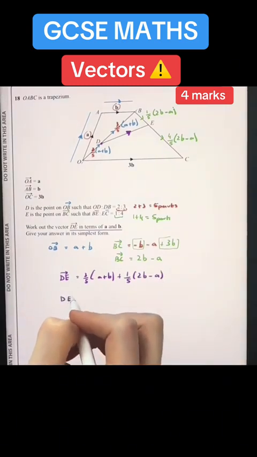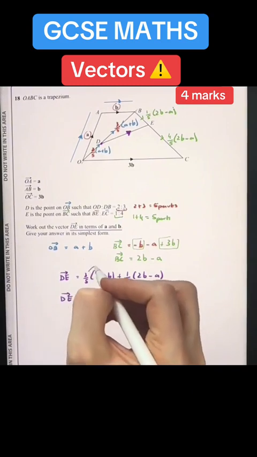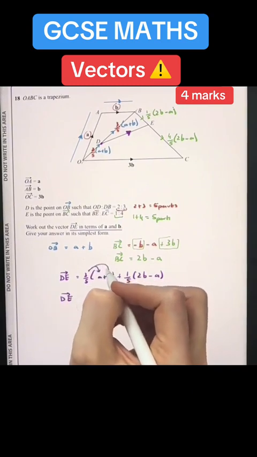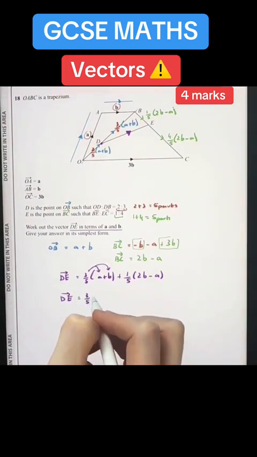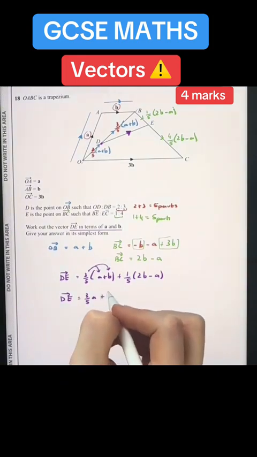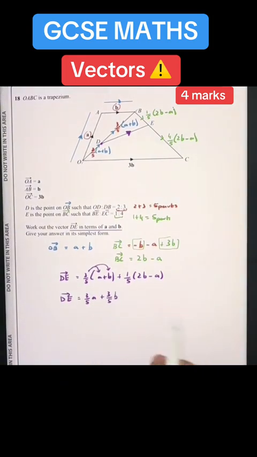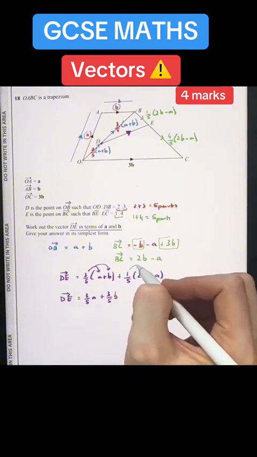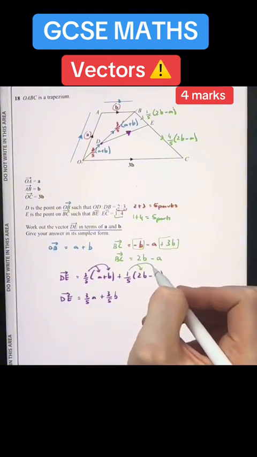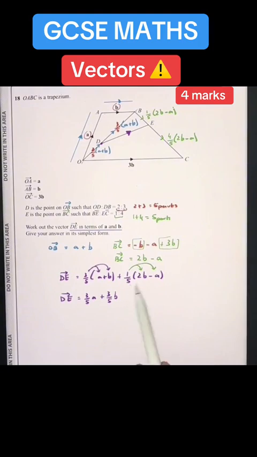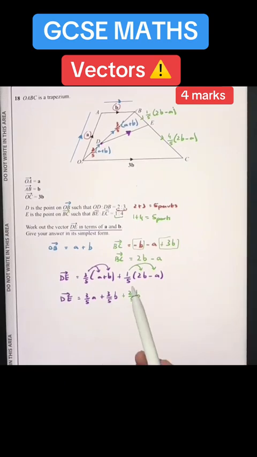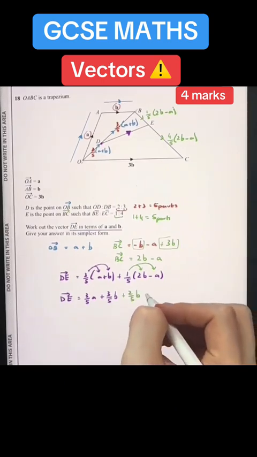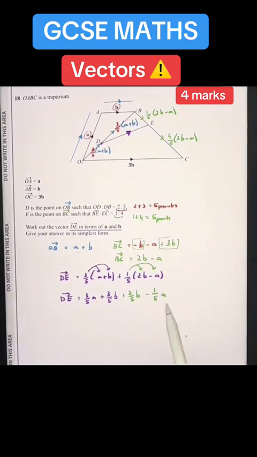Expanding out each of my single brackets, whatever's directly outside, I multiply by each term directly inside my single bracket. Well, 3/5 times A will give us 3/5 of A, and 3/5 times B will give us 3/5 of B. Once again, expanding my single bracket, I multiply the term directly outside by each term directly inside. Well, positive 1/5 times 2B will give us positive 2/5 of B, and positive 1/5 times negative A will give us negative 1/5 of A.